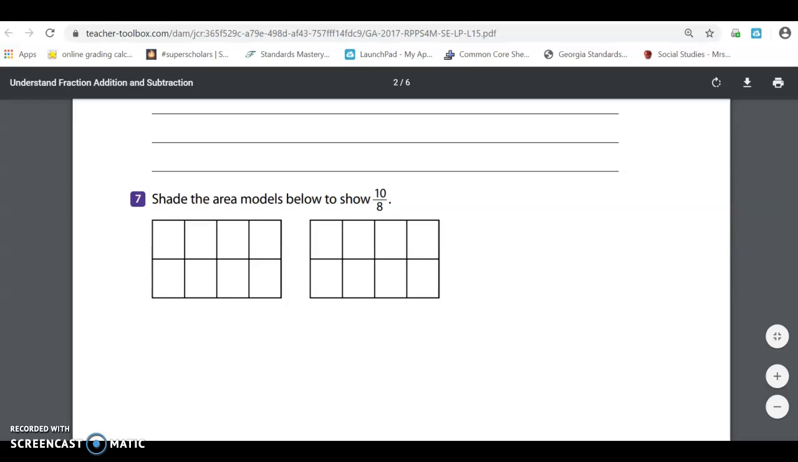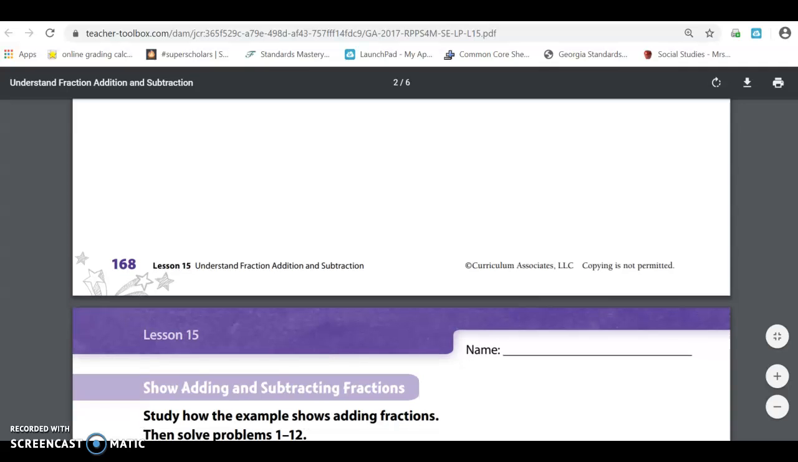Prime example, let's look right here at the bottom. It says shade the area model to show 10/8. So we know we have 1/8, 2/8, 3/8, 4/8, 5/8, 6/8, 7/8, and 8/8. So guess what I would do? If I had a marker or a pencil, I would shade all of these 8 squares real quick. Then I will go to my second area model. This will be 9/8, and then 10/8. That's how you can show 10/8 by using area models.